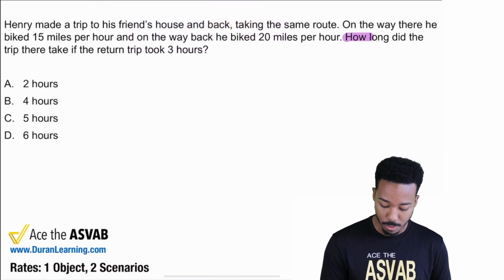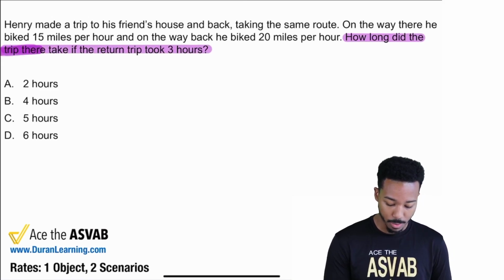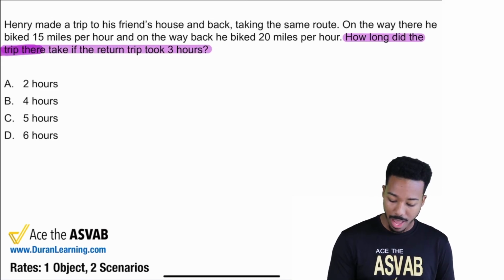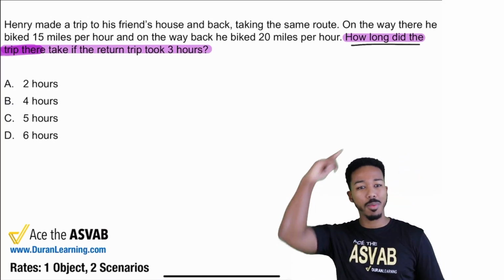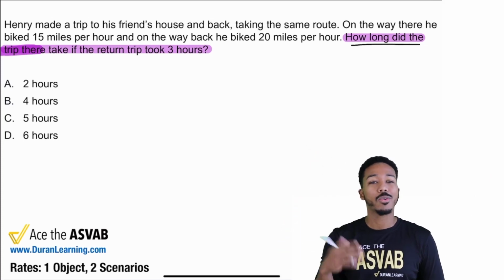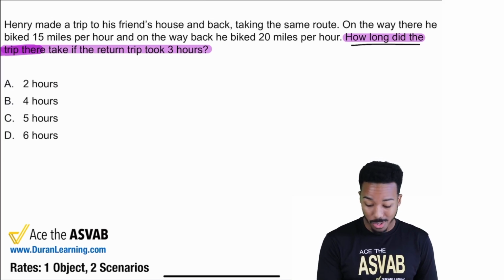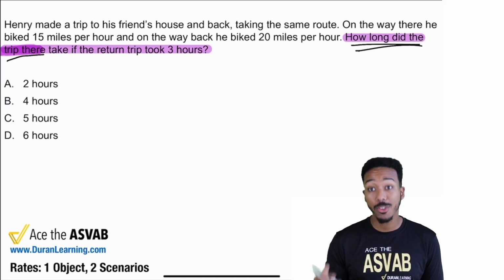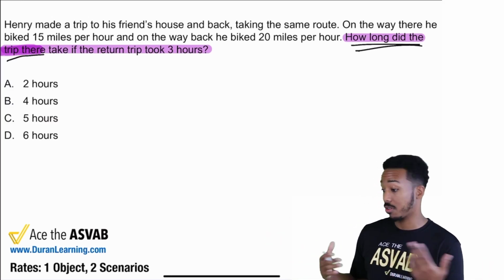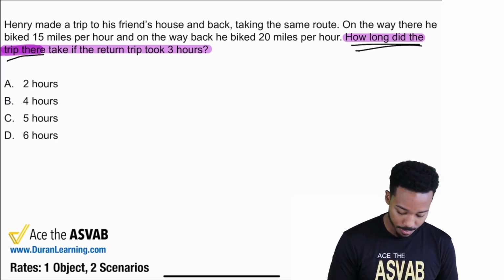But here we go. First things first is read the question. How long did the trip there take? Trip there if the return trip took 3 hours. So how long did something take? What are we looking for? Again, don't worry about the other information yet. We're asking ourselves, first and foremost, what are we looking for? How long did it take? That's time. How long does something take? 3 hours, 2 hours, I don't know. But that's going to be time. So we're looking for time.